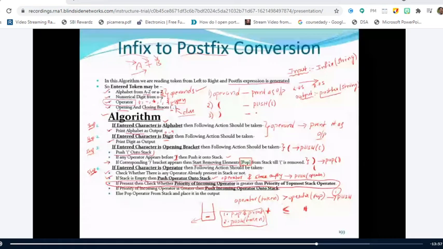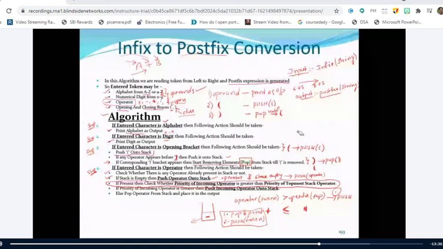Popping until we reach the opening parenthesis. So you have to pop the stack a number of times until you come across the corresponding opening parenthesis. Right. Pop until you come across the opening parenthesis. Right. And the last one.